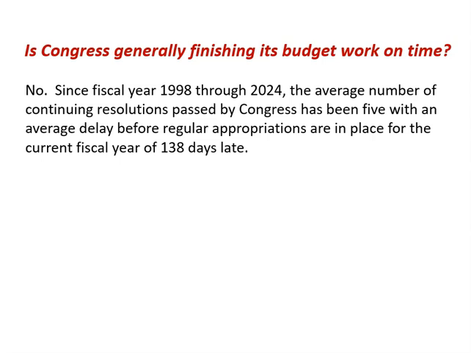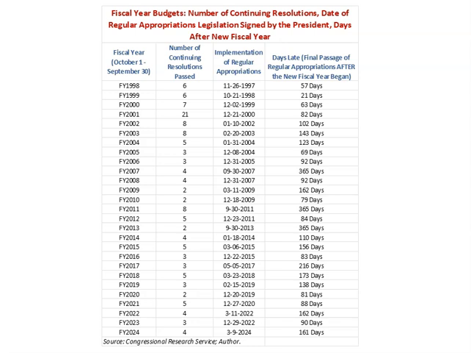Is Congress generally finishing its budget work on time? No. Since fiscal year 1998 through 2024, the average number of continuing resolutions passed by Congress has been 5, with an average delay before regular appropriations are in place for the current fiscal year of 138 days late. This table on the slide provides the year-by-year performance of the completion of the federal budget process.